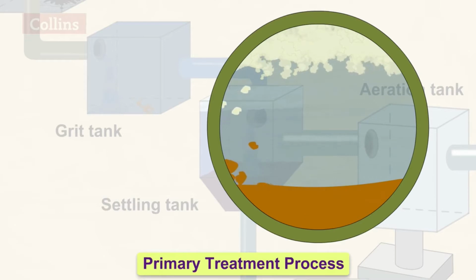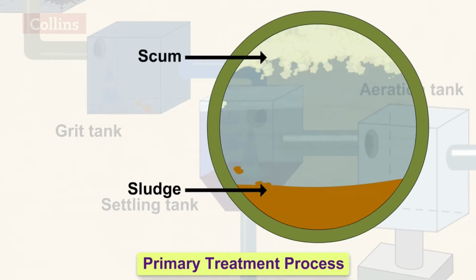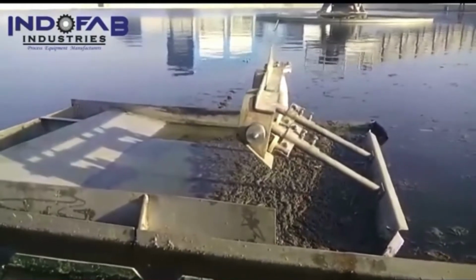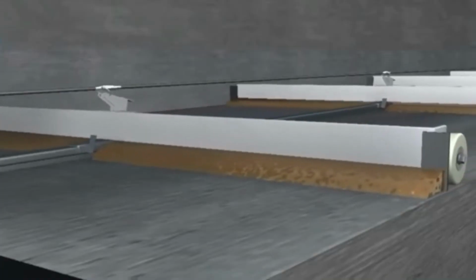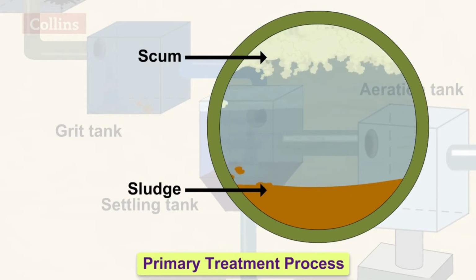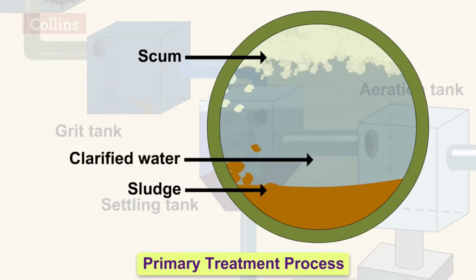The waste material that settles down at the bottom is called the sludge, while the floatable material is called the scum. Every few days, scum is removed by using a skimmer and sludge is removed with a scraper. The water that is left is called the clarified water.